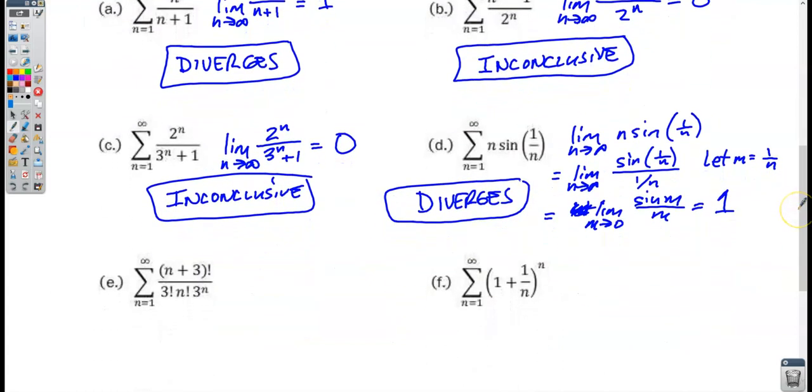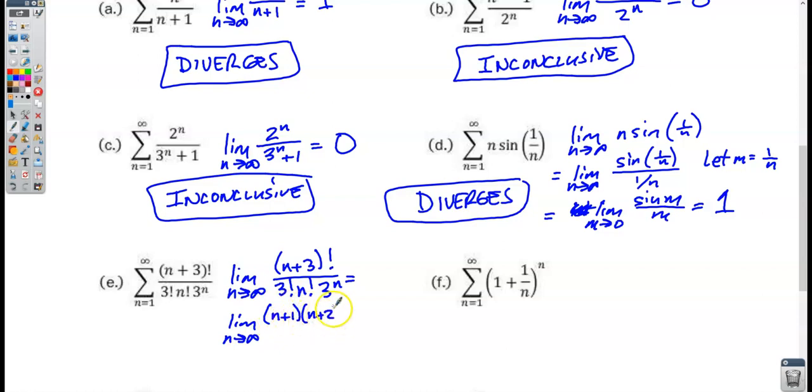All right, part E. Limit as n goes to infinity of n plus 3 factorial over 3 factorial, n factorial, 3 to the n. We've got to figure out what this is. All right, we can simplify this a little bit. It turns into the limit as n goes to infinity of n plus 1 times n plus 2 times n plus 3. So we've got a cubic polynomial in the numerator.